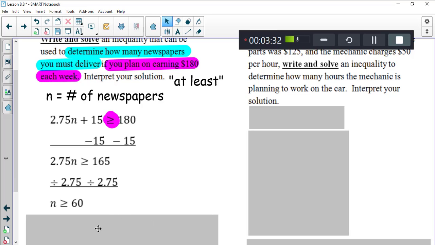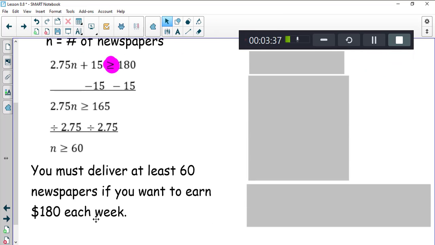So to interpret our solution, we're essentially going to write our solution in sentence form. What I put is that you must deliver at least, some phrase that says this is greater than or equal to. So you must deliver at least, or perhaps a minimum of, 60 newspapers if you want to earn $180 each week. Make sure you state something that indicates the greater than or equal to symbol, at least or a minimum of, some kind of wording that tells us that we want to deliver greater than or equal to 60 newspapers.